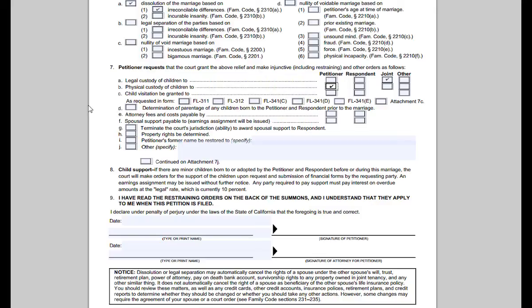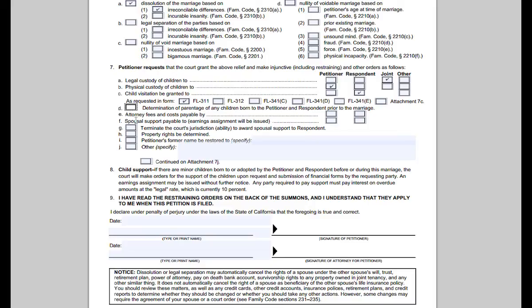Now, 7C involves visitation. For our example, we're giving the respondent, Jane D. Doe, visitation rights, so we're going to check off the respondent box. Below, check the FL-311 box. If any of the minor children were born before the date of marriage, check 7D. And for our example, we're going to leave this box unchecked. Skip box E because you are self-represented.